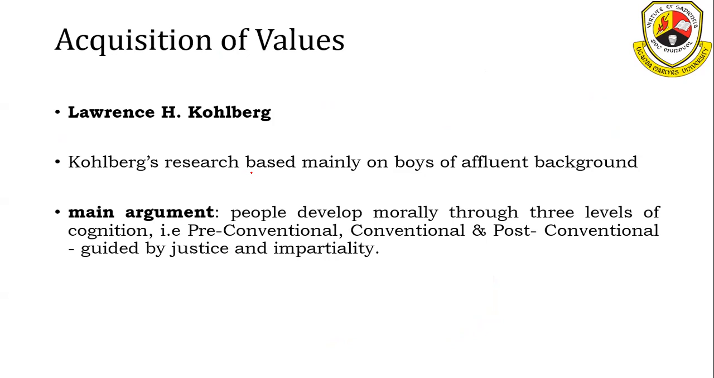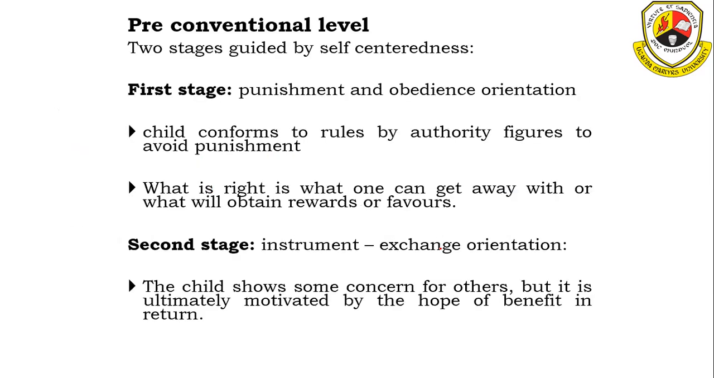Now, here we're going to look at the values and where they come in the development of individuals. So now we have this gentleman. We had just looked at his slide earlier. He gave an outline of the 3 levels of value development. He did research mainly on boys from affluent background. And there he identified the 3 levels of cognition, of recognition of what is right and wrong.